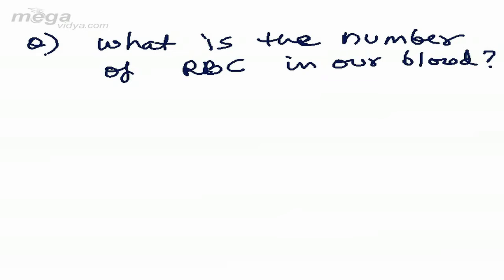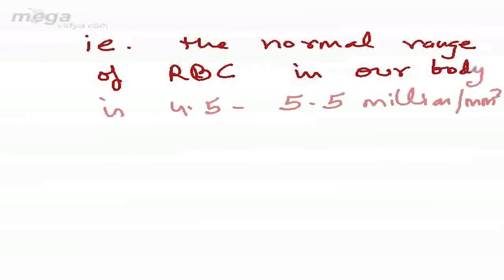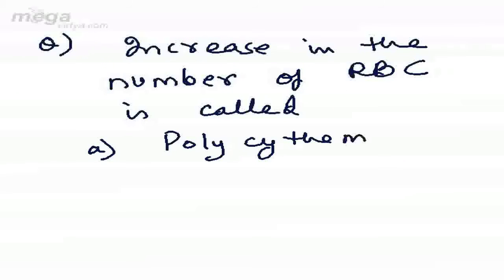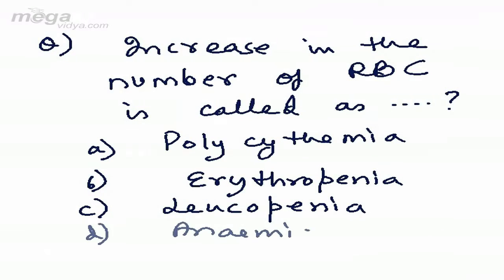You can get a question: what is the number of RBC in our blood? Suppose I give you various options. The correct option will be B. That is, the normal range of RBC in our body is 4.5 to 5.5 million per millimeter cube. If we see this range, then 4.5 million is the range in females and 5.5 million is the range in males. Suppose I give you another question based on number, that increase in the number of RBC is called as A option polycythemia, B option erythropenia, C option leukopenia, or fourth option anemia. The correct answer will be polycythemia.